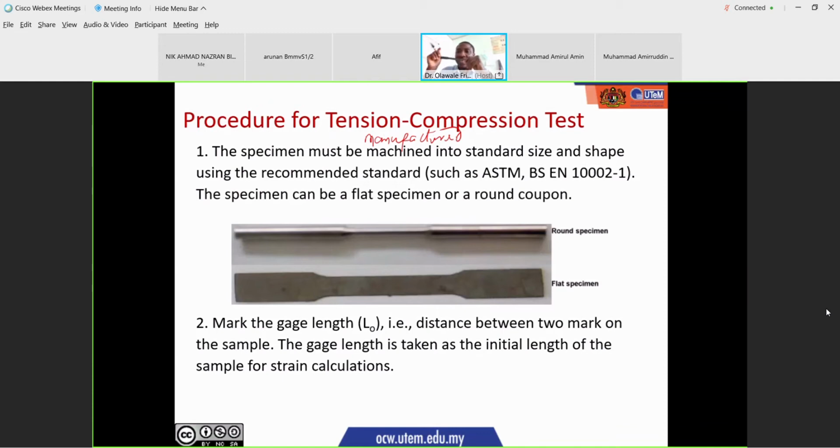Can you see my marks? Yes, sir. Okay, you can see. So at the beginning of your experiment, you mark your gauge length, which is a mark here and a mark here. This gauge length is taken as your original length of the sample, so you are going to use it for calculating your strain value. Then step number 3.